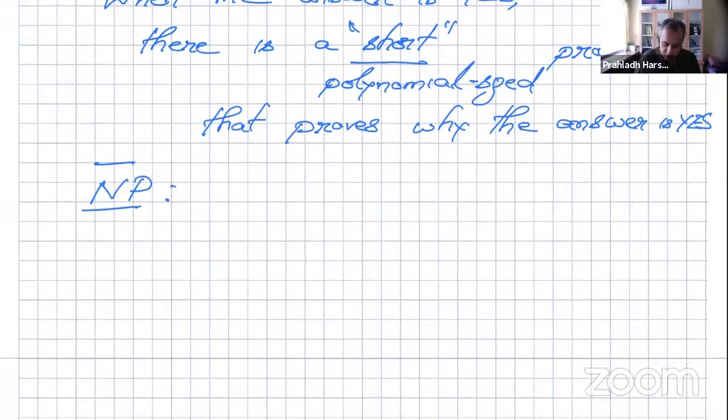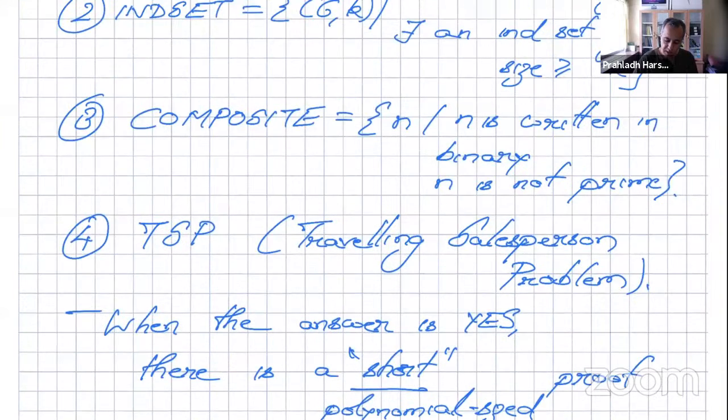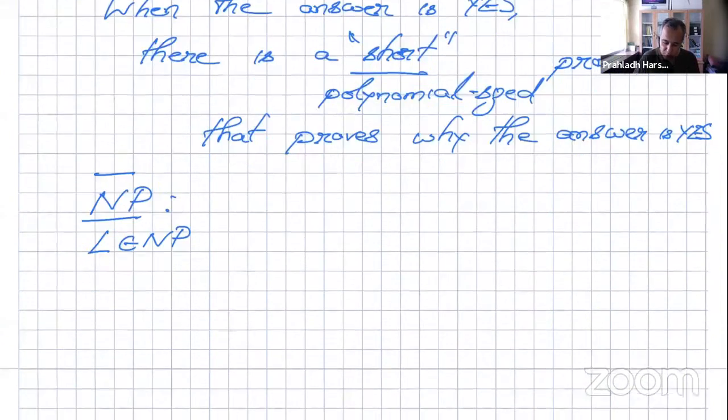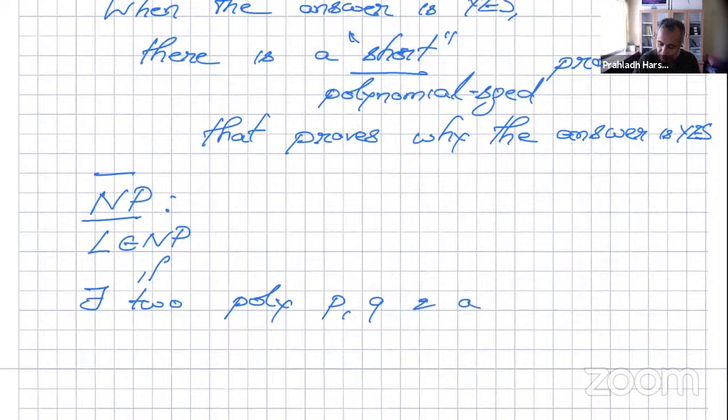So what do I mean? I'm going to define this. So L, I'll say, is in NP, or I'm going to abstract out whatever property we saw of these four problems. L is in NP if the following happens: if there exist two polynomials, p and q, and a deterministic Turing machine. All Turing machines which we have seen are deterministic, so let me drop the word deterministic.